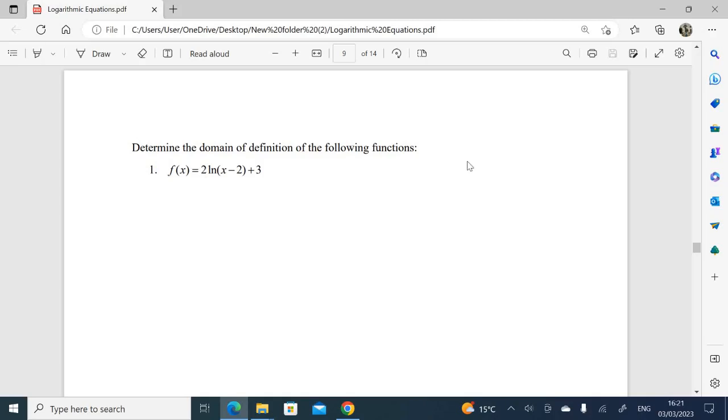Hello. In this video we are going to see how to find the domain of definition of some logarithmic functions. In the first function we have f of x equals 2 ln(x minus 2) plus 3.